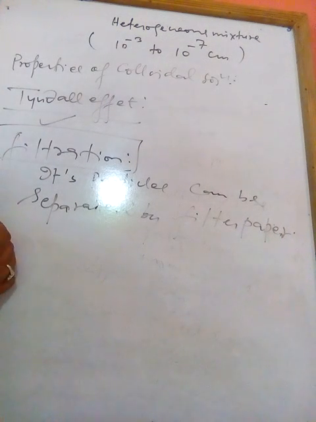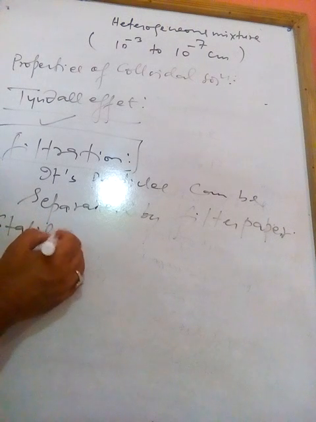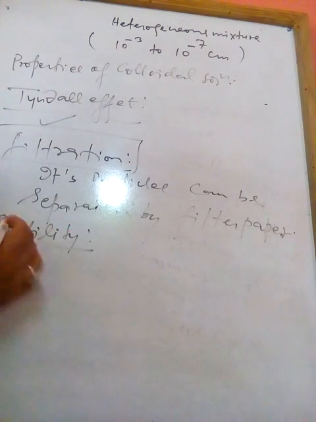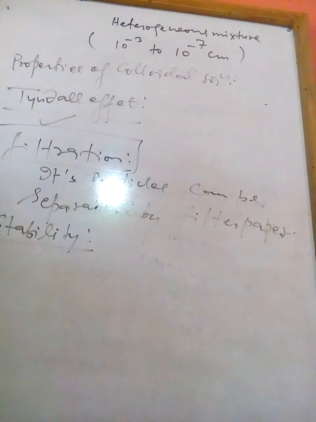The sixth property is the stability of the colloidal particles. When a colloidal solution is left undisturbed for some time, it does not settle down. This shows that colloidal solutions are quite stable. But if colloidal solution is left for a long time, the solute particles may settle down.